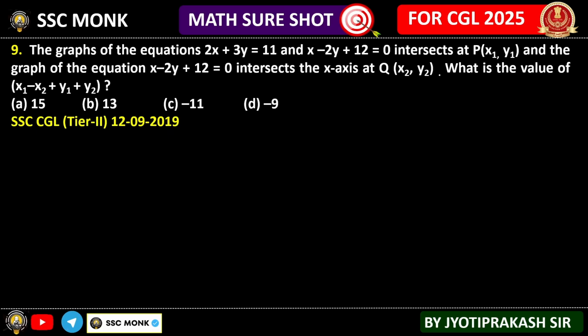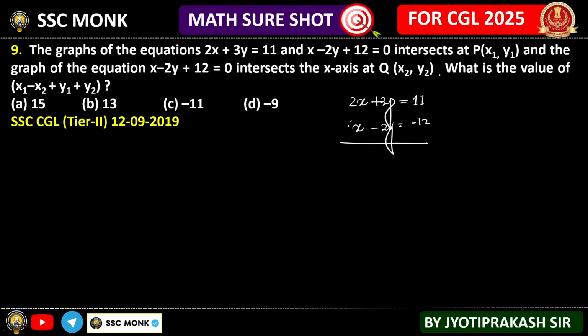Now in this question it is saying the graphs of the equation 2x plus 3y is equal to 11 and x minus 2y plus 12 is equal to 0 intersect at a point x1, y1, and the graph of the equation x minus 2y plus 12 is equal to 0 intersects the x-axis at point Q, x2, y2. Now understand, when these two graphs intersect, we have 2x plus 3y is equal to 11, and for this graph, x minus 2y plus 12. If I take it to this side, it will be minus 12.